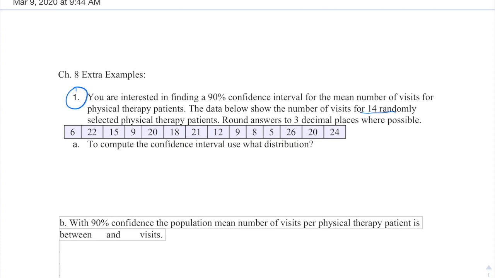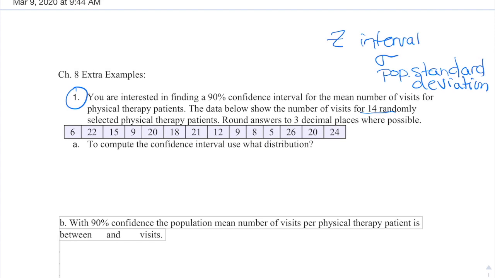Okay, so part A now asks us, to compute this confidence interval, what distribution will we use? All right, so what we're looking for, remember, when we use the normal z interval, which is the standard normal, we need to know sigma. I always think of z and sigma, even though sigma doesn't start with a z, it sounds like it. Okay, nowhere in here does it tell me sigma. Remember, sigma is the population standard deviation, not just population, it's the population standard deviation, okay?